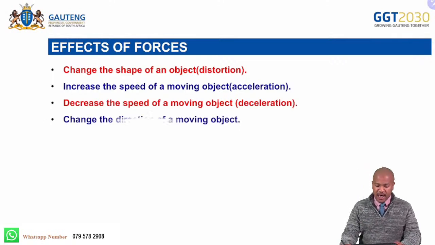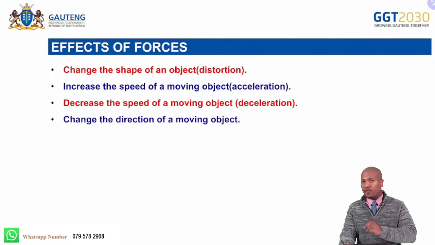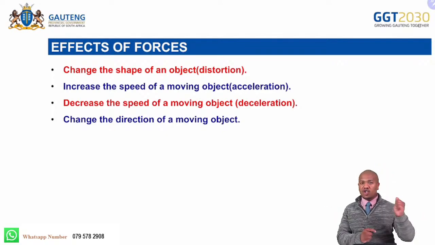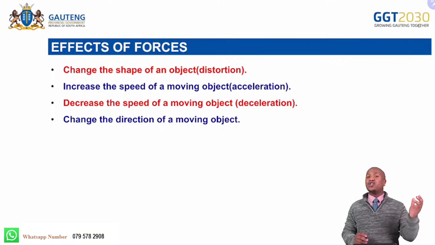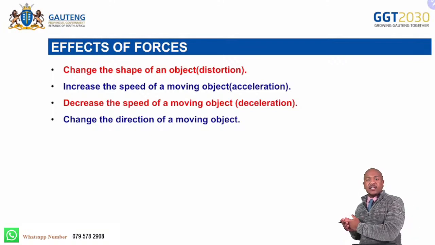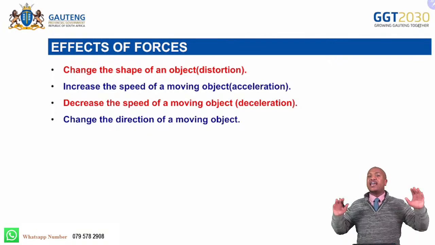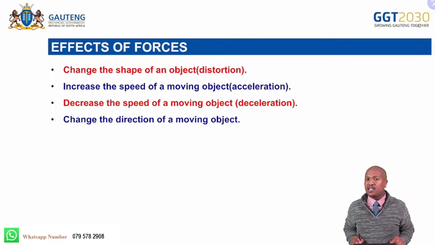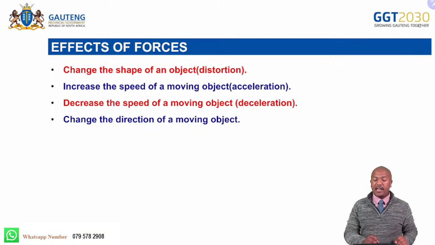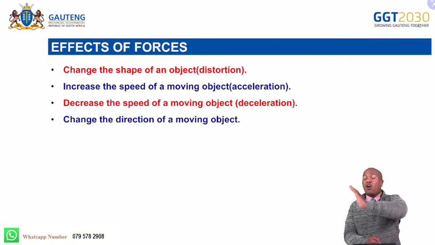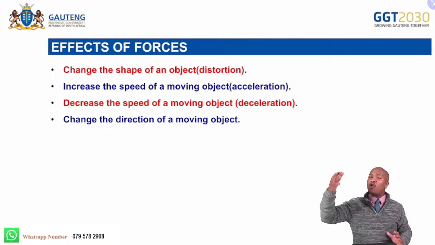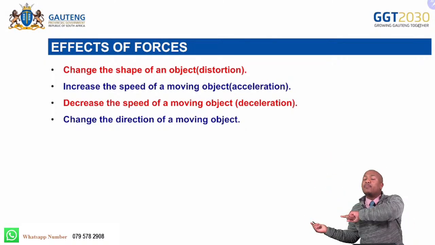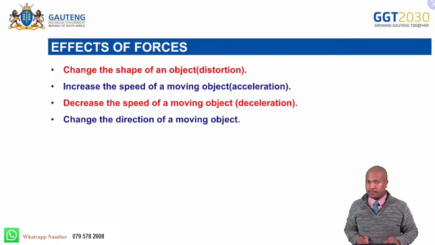Not only that, it can also change the direction of a moving object. Now we have Sipo kicking a soccer ball towards the soccer post, trying to score. As he kicks the soccer ball hard, it hits the soccer post and turns back towards his direction, which we call deflection. It changes the direction of the soccer ball. It is the force applied by the soccer post on the soccer ball that changes its direction.